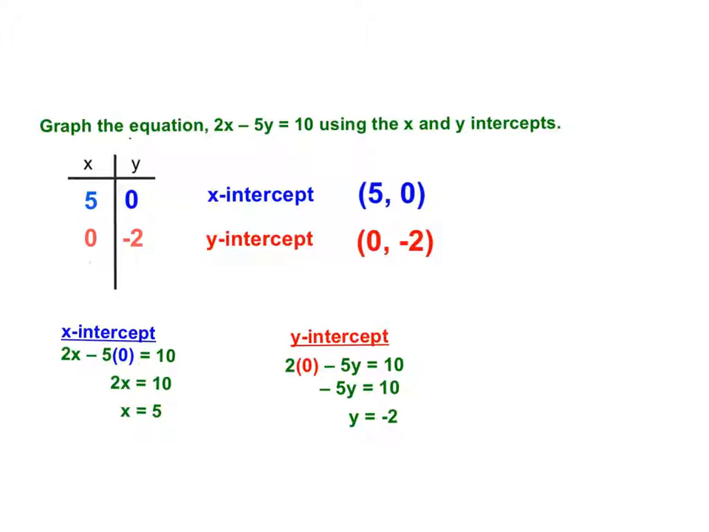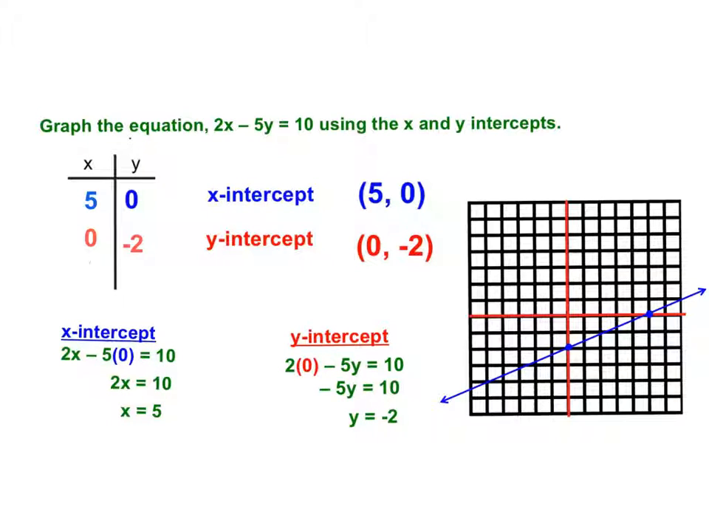So then all we have to do is graph it, and we're done. Here's my graph. The x-intercept is (5, 0), so I go over to 5, 0, and I put a point. The y-intercept is (0, -2), so I go down 2, put a point, connect the dots, since we have an equation, and I get a line.